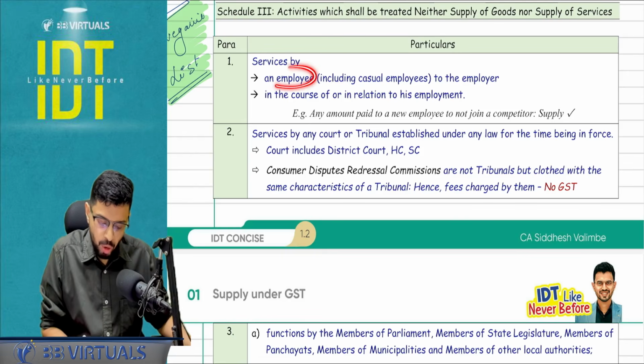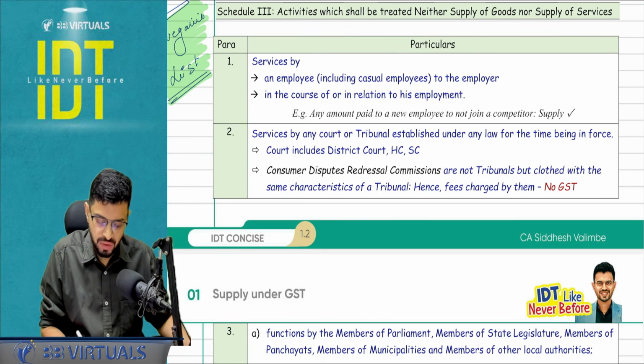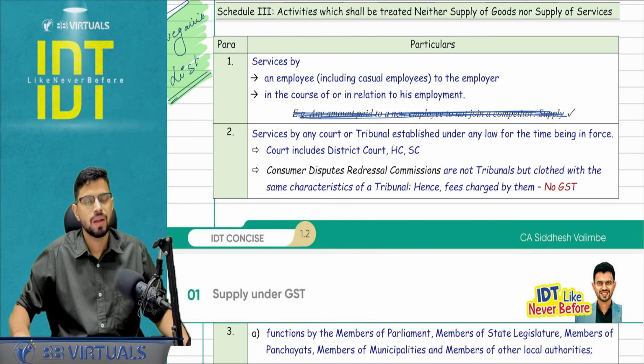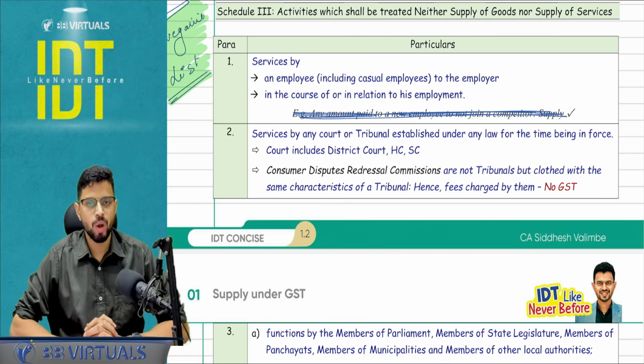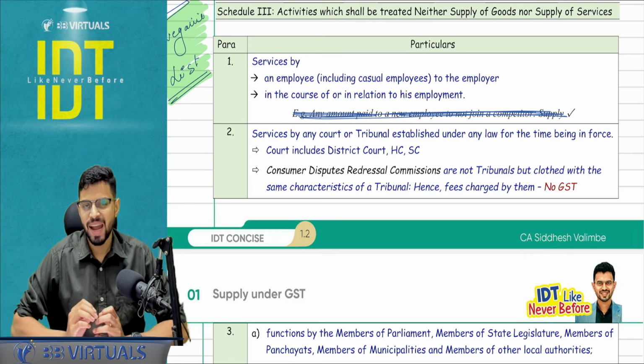service by employee to employer in the course or in relation to employment. Very obvious. This is a question that I'm going to ask you. Service by employee to the employer. I'm working in PwC, my salary package is 25 lakh. Obviously, I'm not going to be charging GST. It will adversely impact the complete employment salary industry in India. Very absurd results will be there.